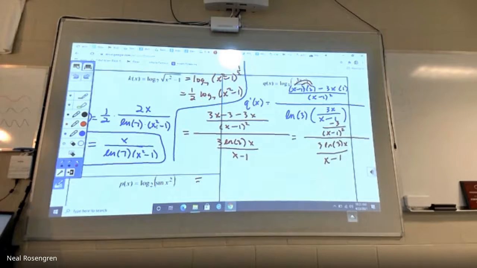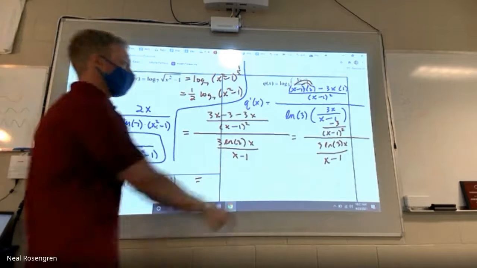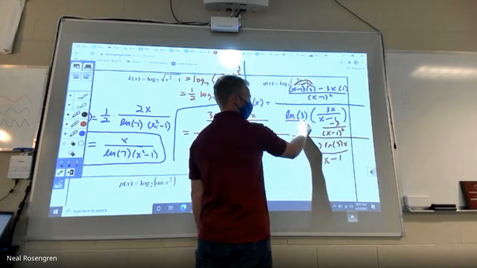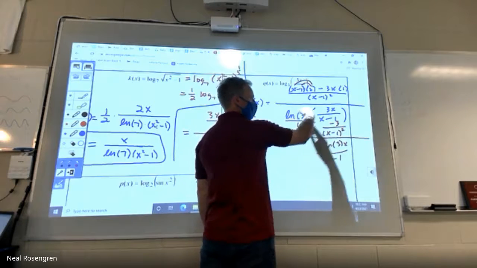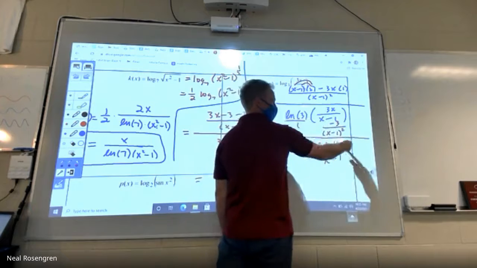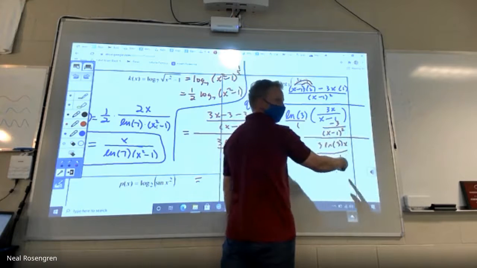Because it was v du. So v was x minus 1, du was 3. So ln of 3 is right here, over 1. So I'm multiplying fractions, so I just multiply straight across. So 3 ln of 3x, and then 1 times x minus 1.